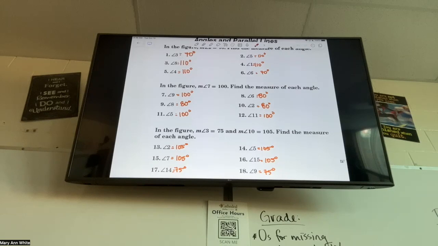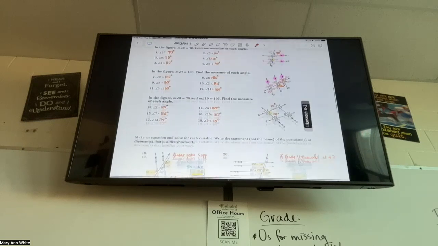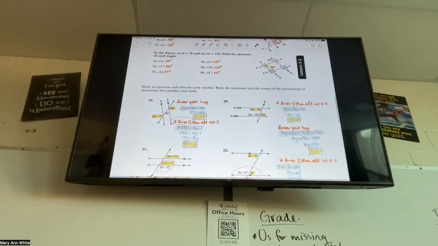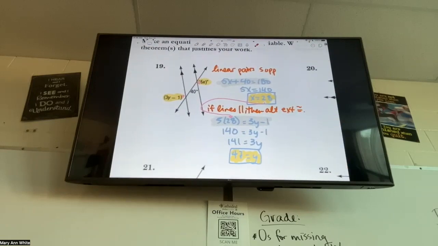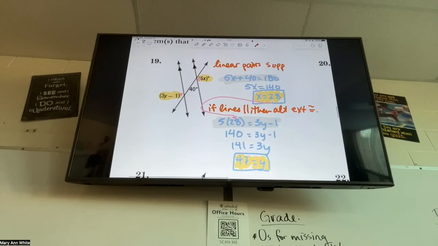Okay. All right, now I think we get to probably the hardest part of the page. The bottom four, I need you to write the statement, write an equation, and solve it. Okay, so we're going to do these one at a time. So first thing we're going to do is worry about what angle relationships we can identify and go from there.